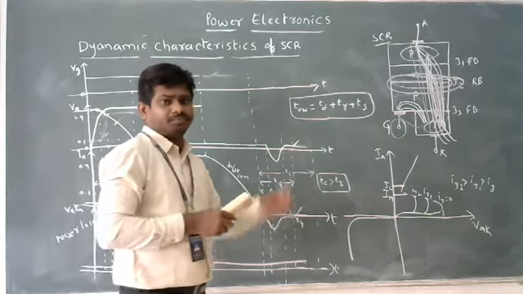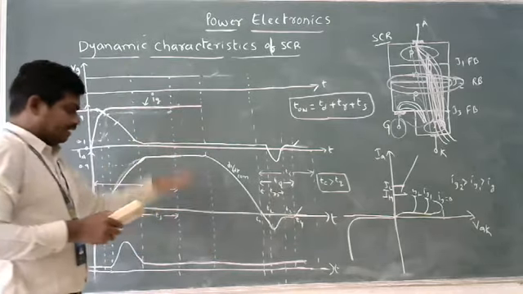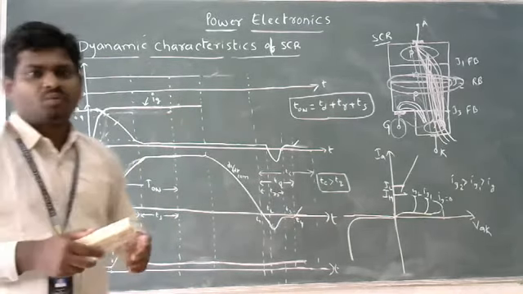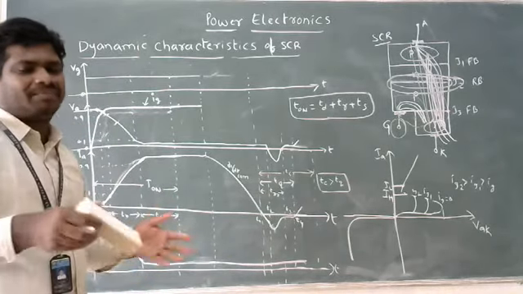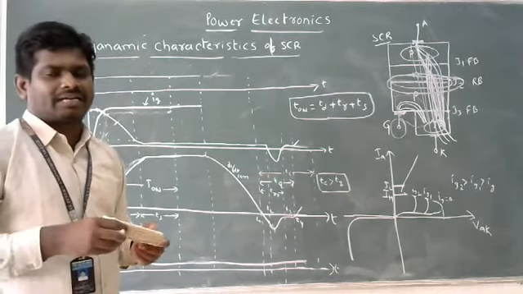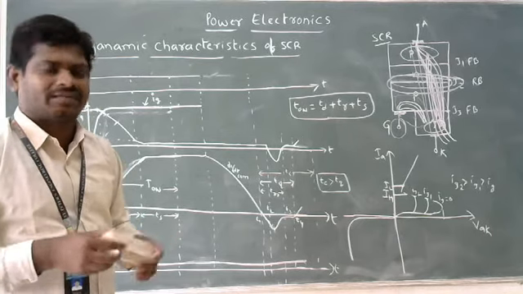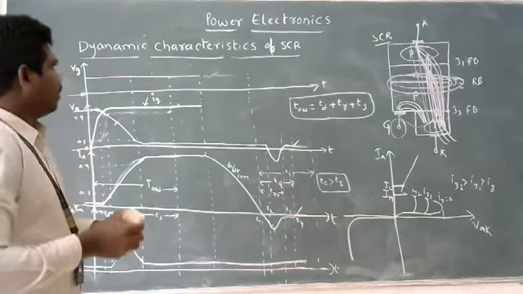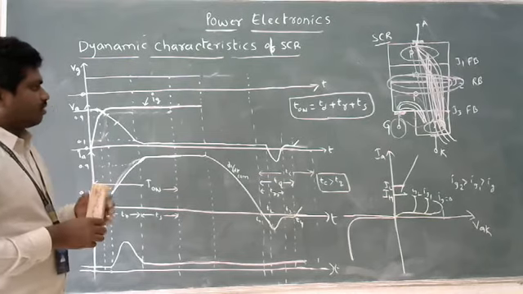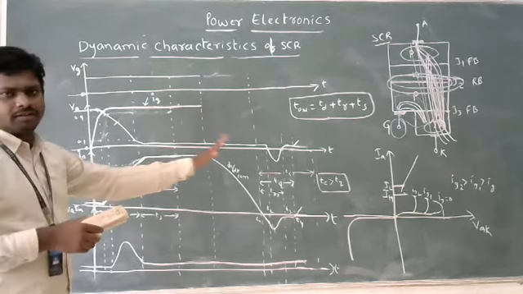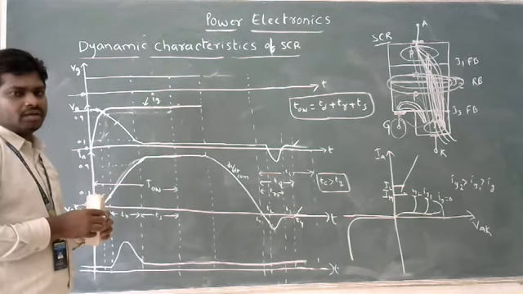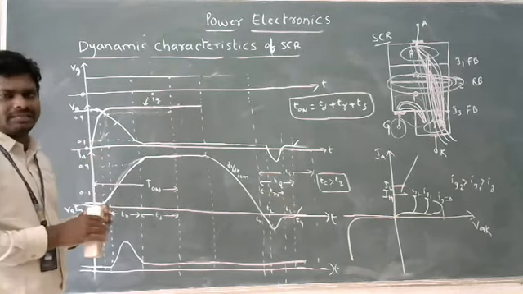Okay. So in this entire diagram, we have seen the dynamic characteristics of SCR. We can give another name for these characteristics: the switching characteristics of SCR. As I said, turn on and turn off are both there. So these are the characteristics.